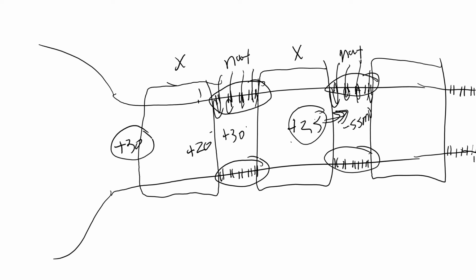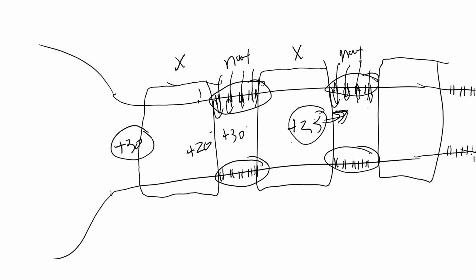Sodium is going to shoot in, and it's going to drive the interior of this node of Ranvier up to positive 30 millivolts. Yet again, we've recharged the signal. And now the same exact thing is going to happen over and over again down the length of the axon.